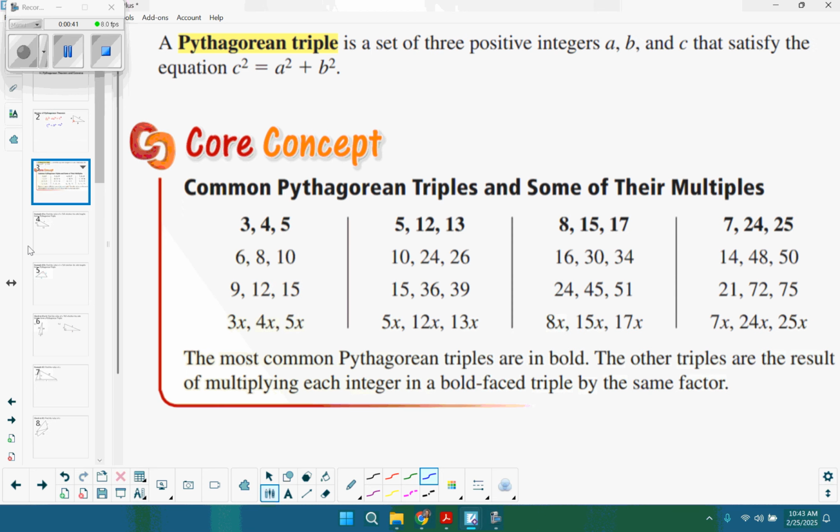A Pythagorean triple is a set of three positive integers that satisfy that equation. There are very common Pythagorean triples like 3, 4, and 5. If I plug them into C squared equals A squared plus B squared, where C is the biggest number, that'll work. Same with 5, 12, and 13, 8, 15, 17, 7, 24, 25. They've also listed the multiples of those, because if I doubled 3, 4, and 5 to get 6, 8, 10, that's still a Pythagorean triple. It'll still work to make a right triangle. There are many, many other Pythagorean triples. We just didn't list them here because that would take forever.